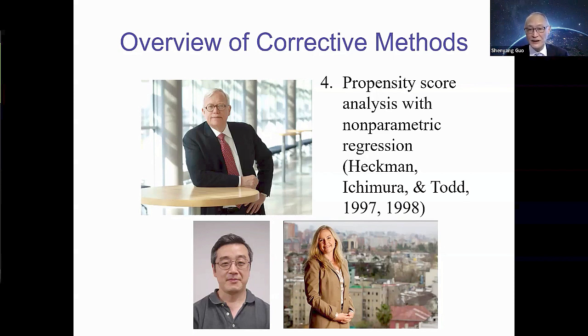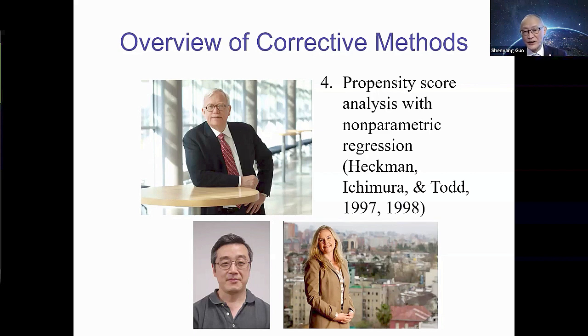In 1997 and 1998, these authors developed propensity score matching with a non-parametric regression. This method is also known as kernel-based matching. It basically applies local linear regression with a tricube kernel in the matching. Local linear regression with tricube kernel is also called LOWESS.